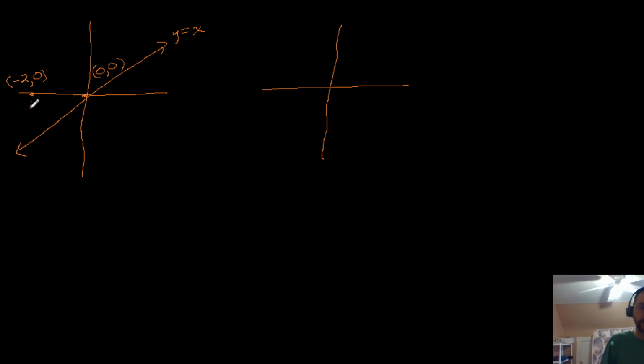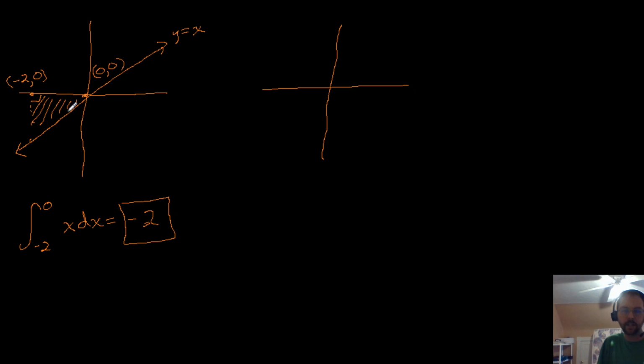So now what we're finding is this area right here. And if you were to do this, the integral from -2 to 0 of x dx, either solving it by hand or plugging it into a calculator, what you'll find is that the solution to this is -2. So I just kind of wanted to show that when you use integration, you're actually finding the signed area.